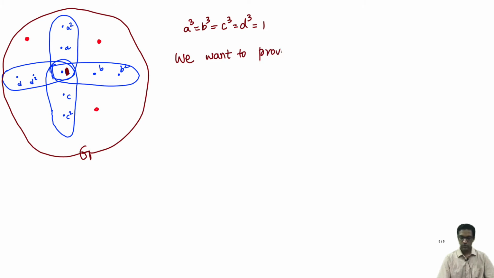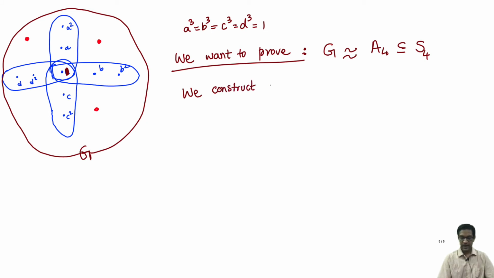So in our example, what we want to prove is that G is isomorphic to A4. A4, remember, is some subgroup of the symmetric group S4. When you want to do a thing like this, we will do it as follows. We construct an action. We will construct an action of the group G on a set X with 4 elements.